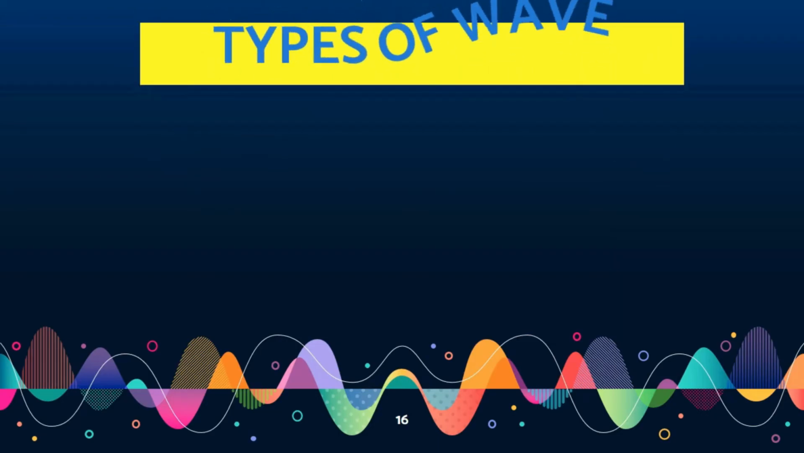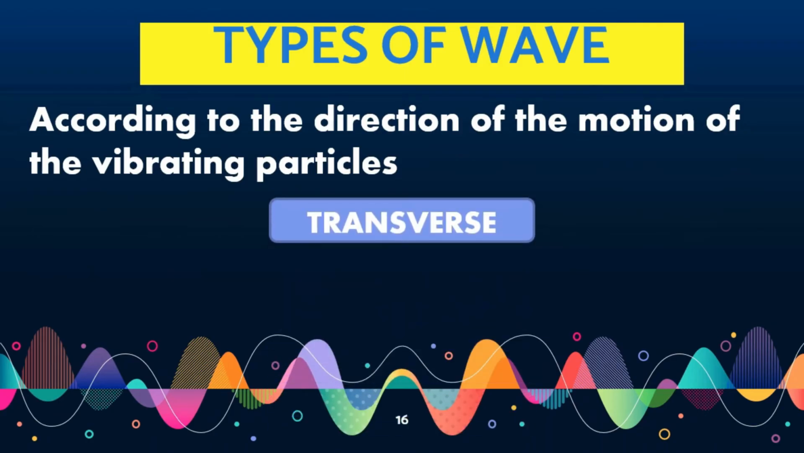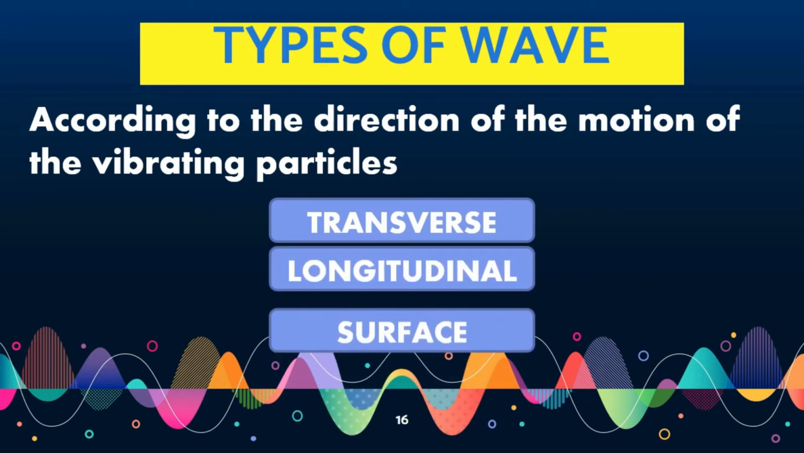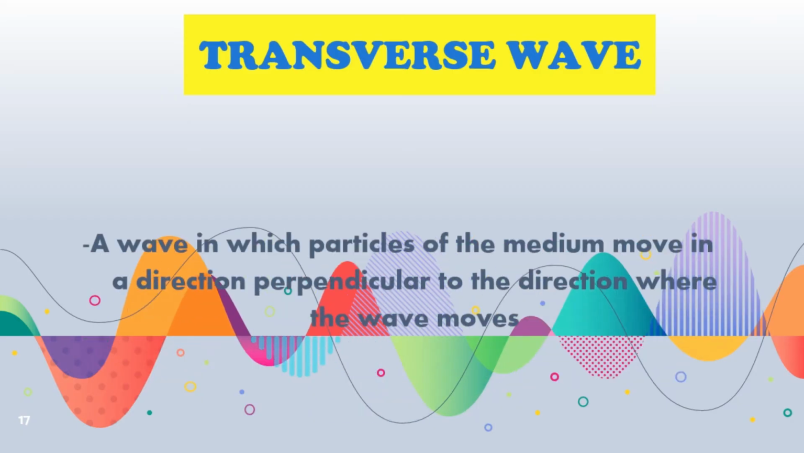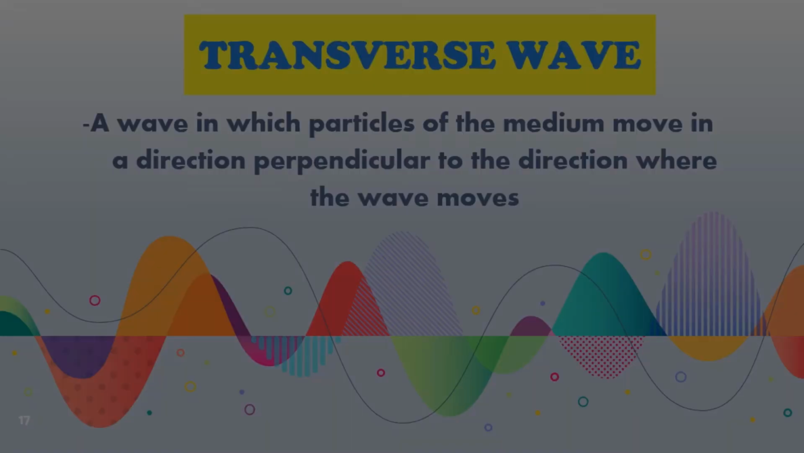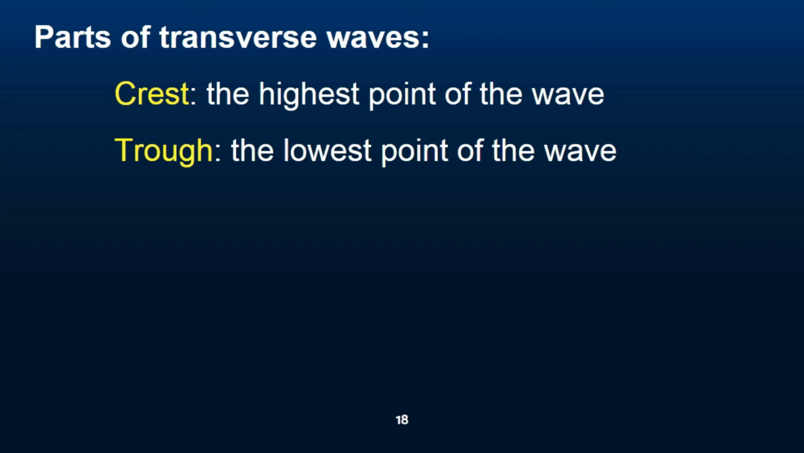Waves can also be classified into three according to the direction of the motion of the vibrating particle, such as transverse, longitudinal, and surface wave. So what is a transverse wave? A transverse wave is a wave in which particles of the medium move in a direction perpendicular to the direction where the wave moves. Parts of a transverse wave are the crest, which is the highest point of the wave, and the trough, which is the lowest point of the wave.